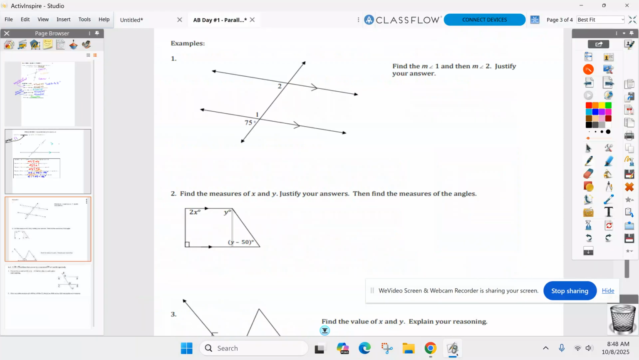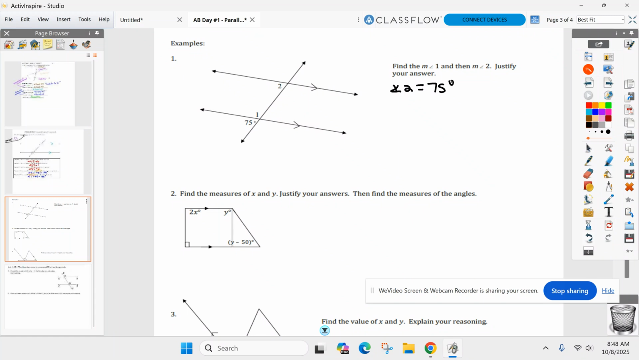Eli, what do you want to start with, 1 or 2? 1. What do you got for angle 1? Wait, start with number 2. Okay, your show, boss. What do you want with angle 2? Angle 2 is equal to 75 degrees. Okay, that is correct. It's equal to 75.